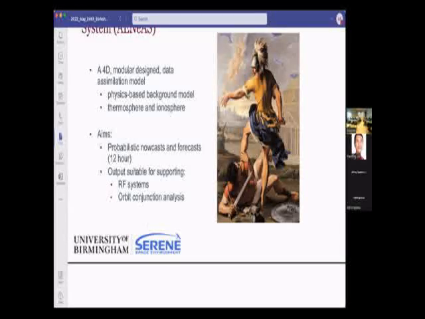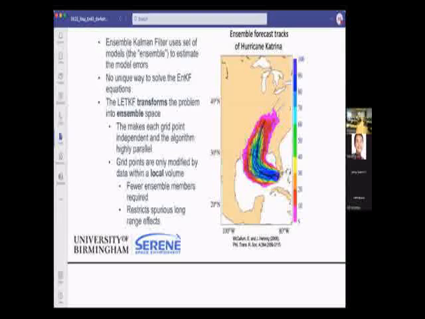And the basis of the NS is the local ensemble transform Kalman filter. The reason that we designed the NS using the local ensemble transform Kalman filter is that it does everything in the ensemble space. So fewer ensemble members are required compared to EnKF. And doing local analysis in ETKF will restrict the spurious long range correlation as well.